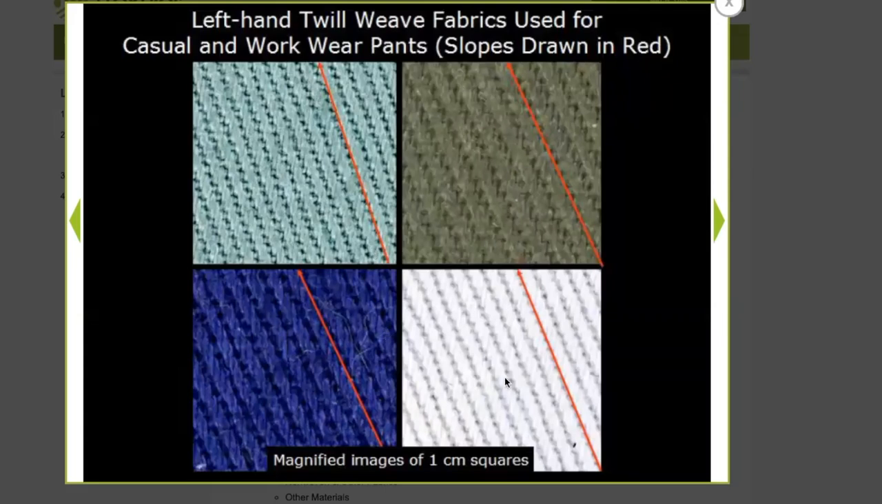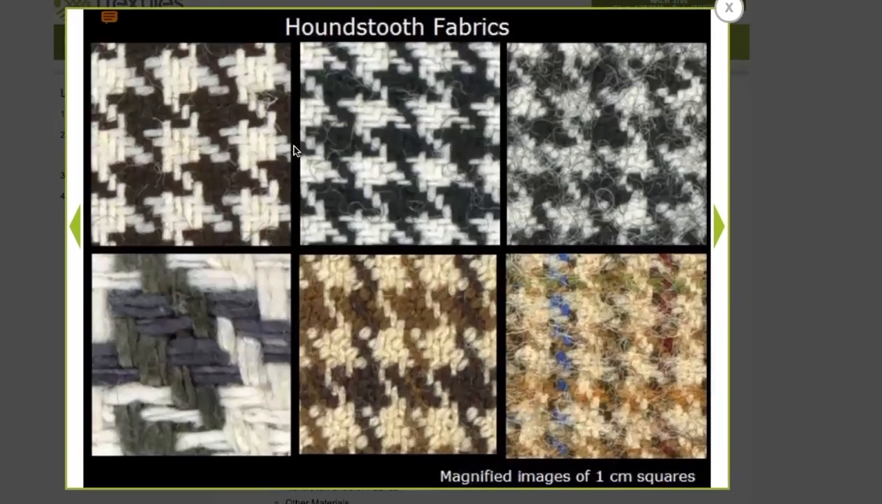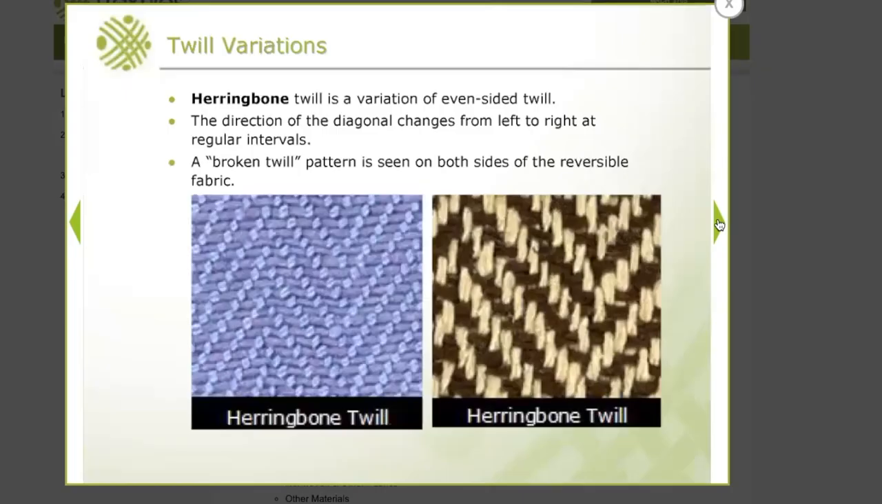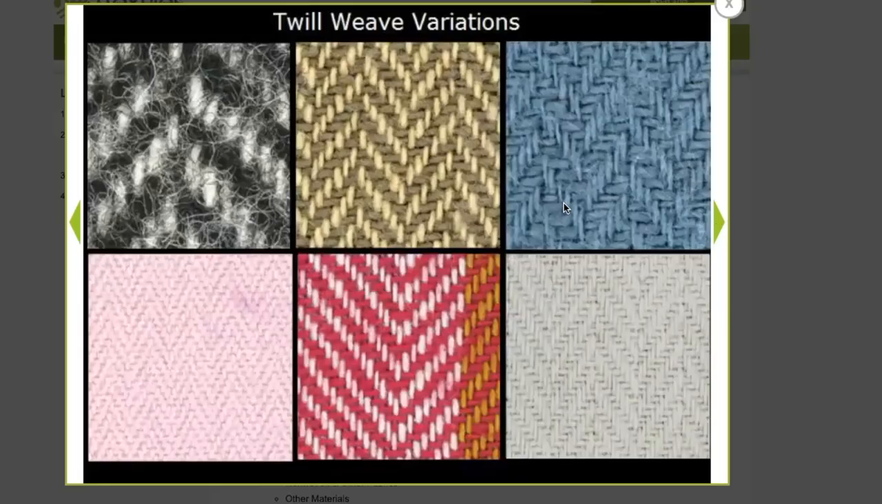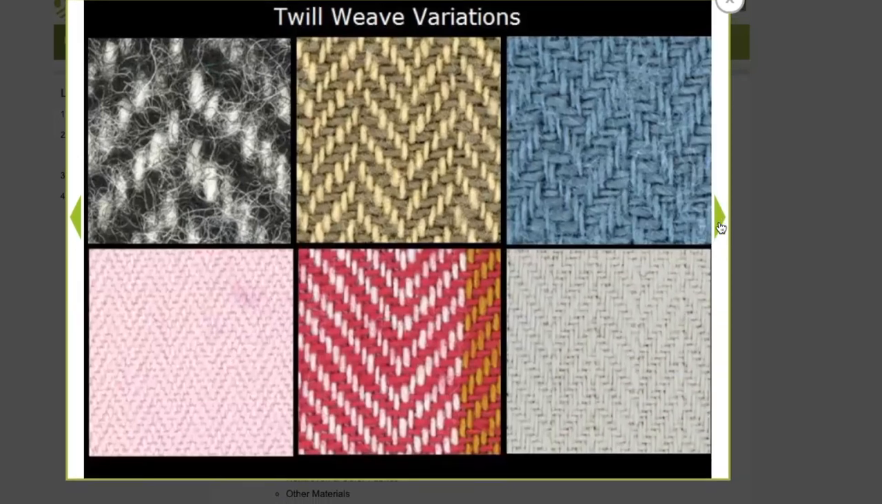These are twill patterns again. This is a twill fabric, but this fabric is called houndstooth because of the design that is created by the interlacing pattern. Herringbone is another twill design, and herringbone has these like little zigzag movements on the fabric. But again, remember, this is not a print on the fabric surface. This is completely created by the interlacing pattern. So these are different twill weaves. These are all herringbone twills.